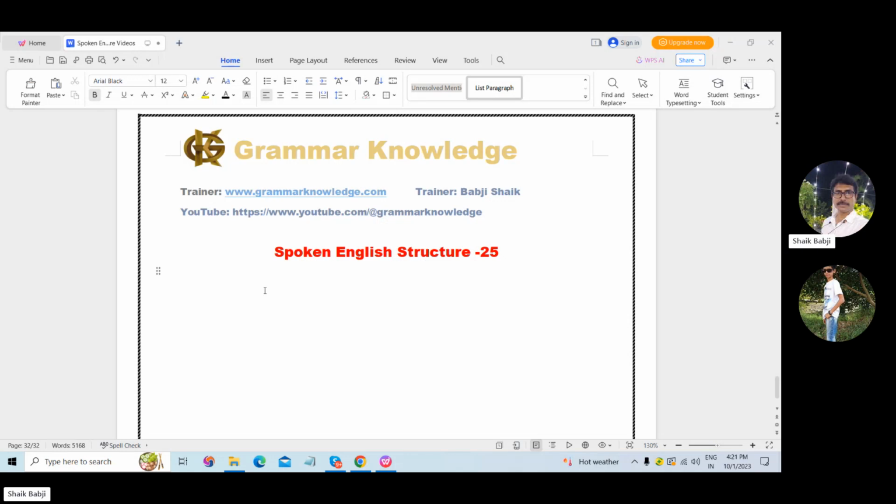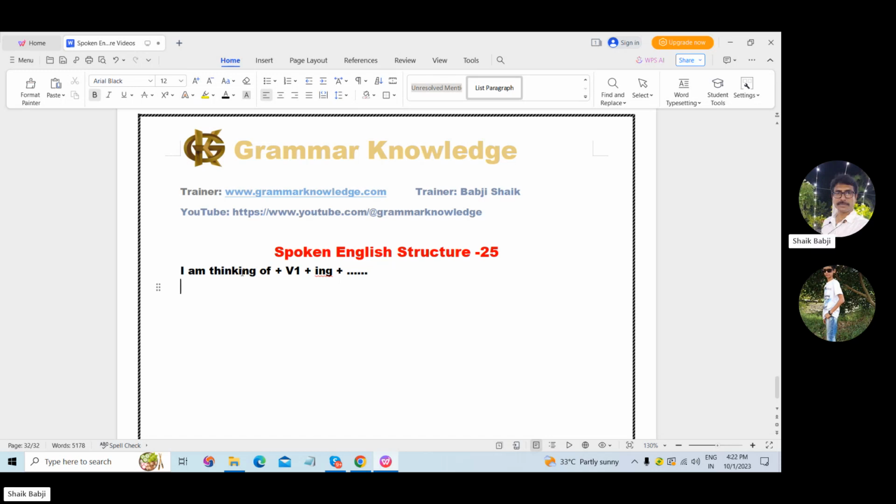In this session, we are going to learn a new structure. The new structure is "I am thinking of". After "I am thinking of", we have to use V1 plus ing form. V1 plus ing plus something. This is the structure: I am thinking of. After that, we have to use the first form of the verb, and after the first form of the verb, we have to use the ing form. V1 plus ing form. Okay.